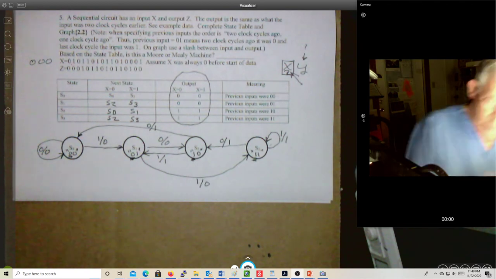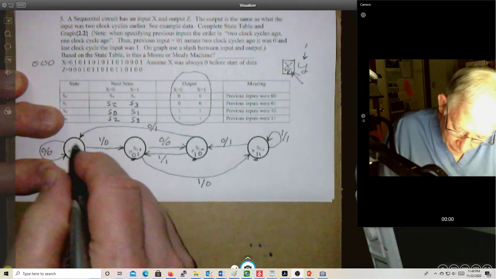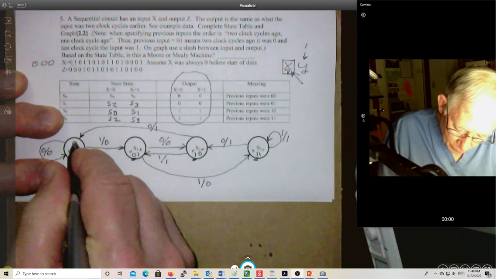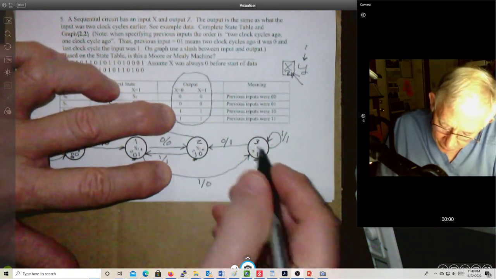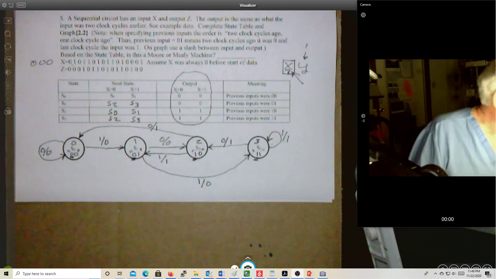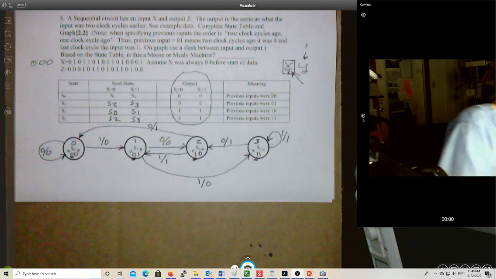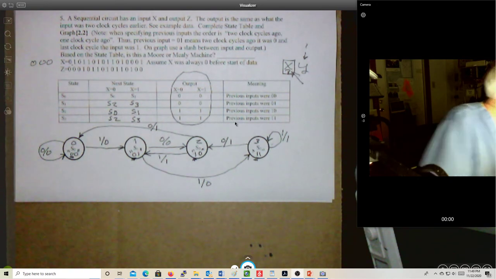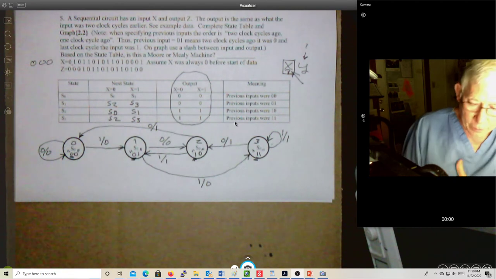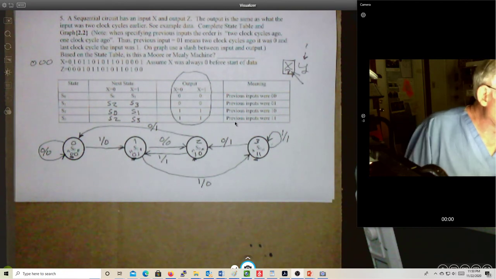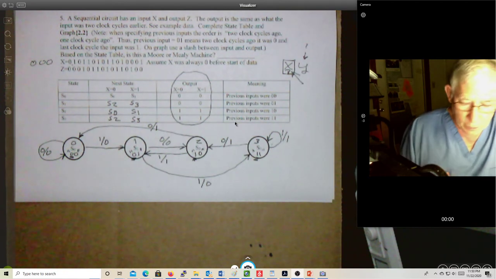It's a little hard to see these, but this is S0, this is S1, this is S2, and S3. I guess I could have made this slightly bigger. Okay, all right, well, how are we doing? Let me work a couple of other things.